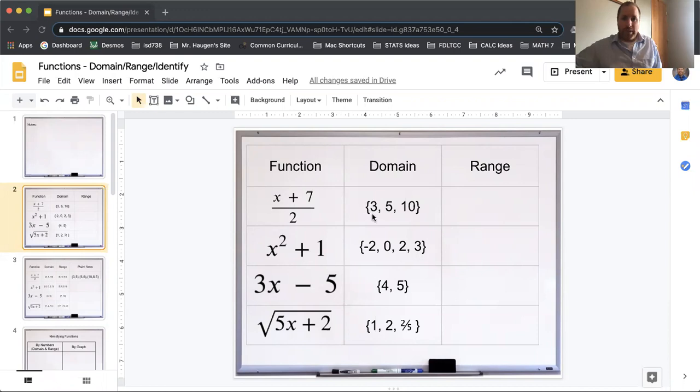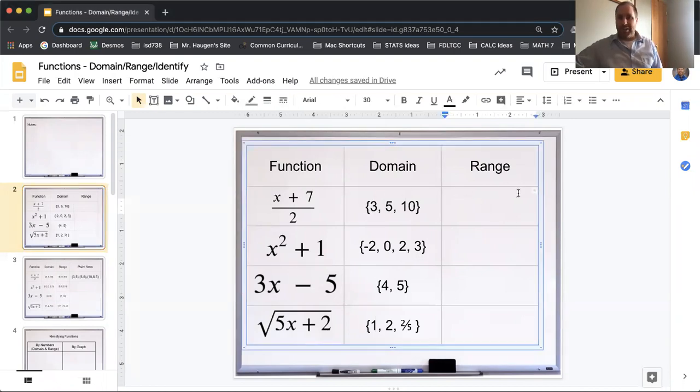So here, if we had a domain of 3, 5, and 10 for this particular equation, that means our range, and I'm going to do that with curly brackets, which is next to the letter P. You have to hold down Shift and then hit that one. There's square brackets right underneath, so you hit Shift to get the curly brackets.